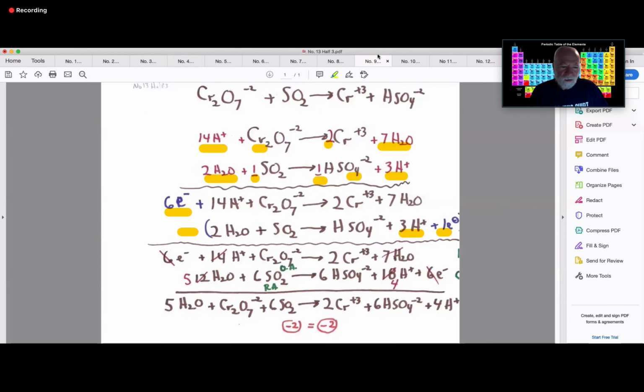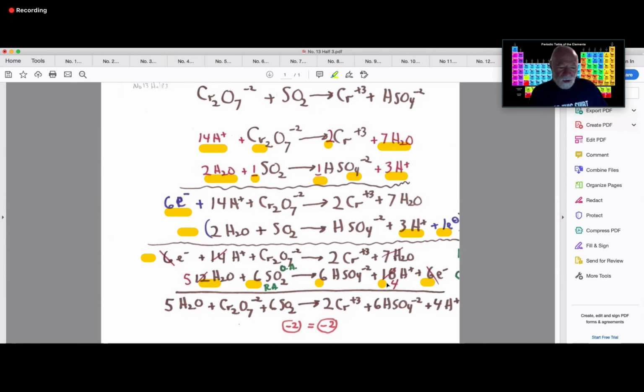Okay, so I'm going to break it up in steps. So we're looking at the top one. Now look at the bottom one where we multiplied everything by 6. Okay, so we're going to have 6 electrons. Okay, so 2 waters times 6 is going to give us 12 waters. 1 SO2 times 6 is going to give us 6 SO2s. HSO4- is multiplied by 6. And the hydrogens are 3 times 6 is 18.